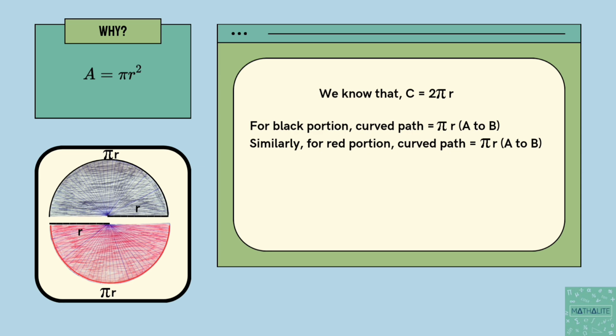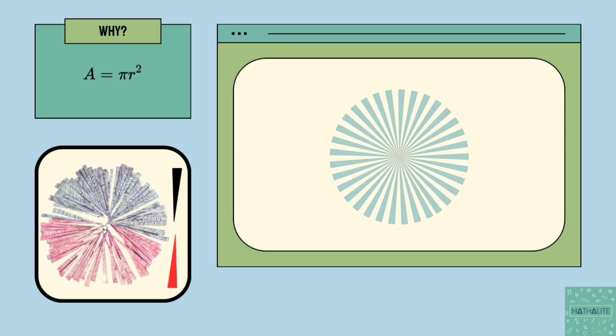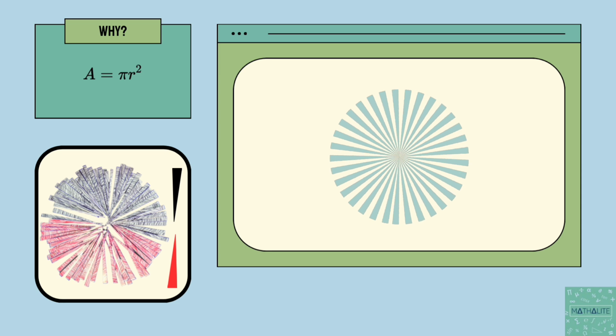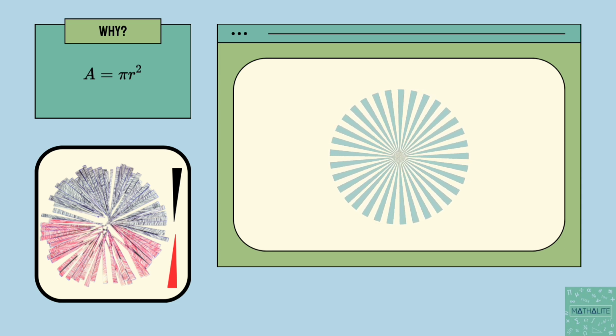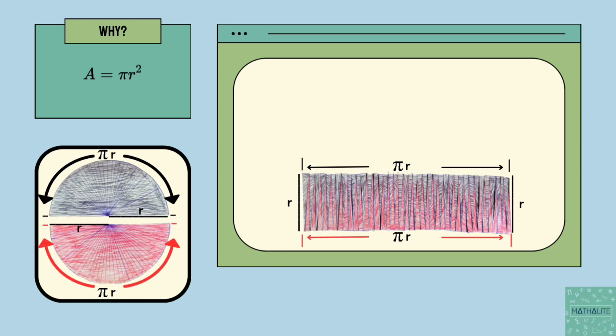Further slicing the red and black semicircles into small triangles from circumference to the center as shown in the figure, after which we are going to place the red and black triangles alternately touching each other. What we are getting here is a rectangle made up of red and black triangles, which are originally a part of the circle shown on the left side. This rectangle has length pi r and breadth r.